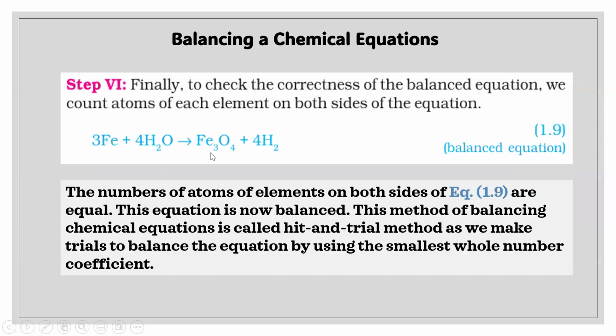Now we have to check whether it is balanced or not. So 3 iron on the reactant side, and in the product side also we have 3 iron. Then on the reactant side we have 8 hydrogens, and in the product side also we have 4 twos are 8. So 8 hydrogen. Here we have 4 oxygen, and here also we have 4 oxygen. So it is a balanced equation. Like that, if an unbalanced equation is given, you have to balance it using this method.